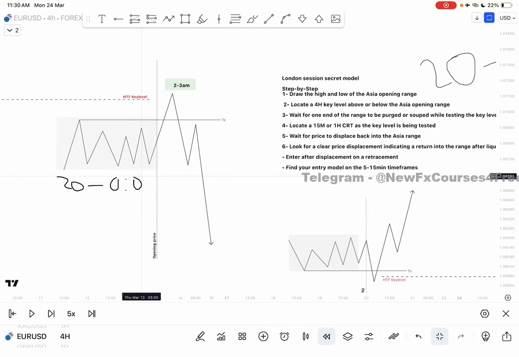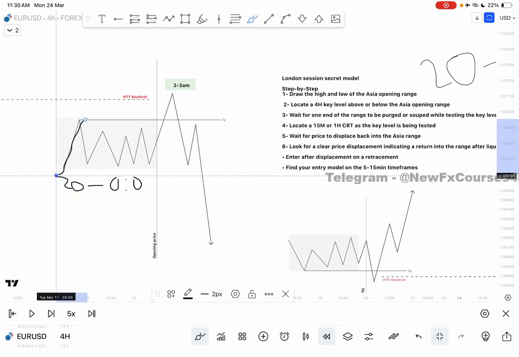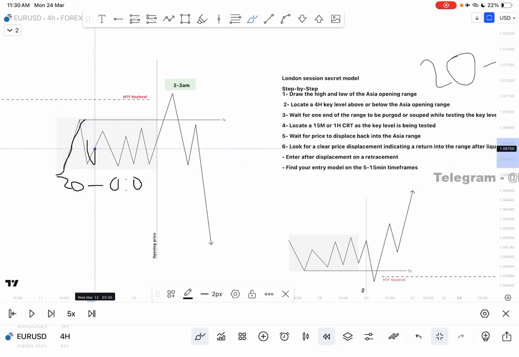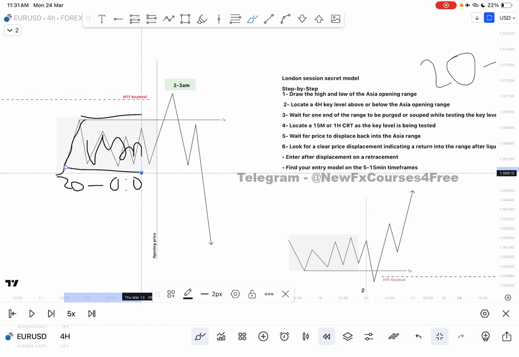So wait for one end of the range to be taken out, like you can see here. In this range, you can see there were inside bar candles, like this whole candle was a large bulky candle, and you got your consolidation inside this range. So wait for one end of the range to be purged at a key time. This purge should happen between 2 to 3 a.m.